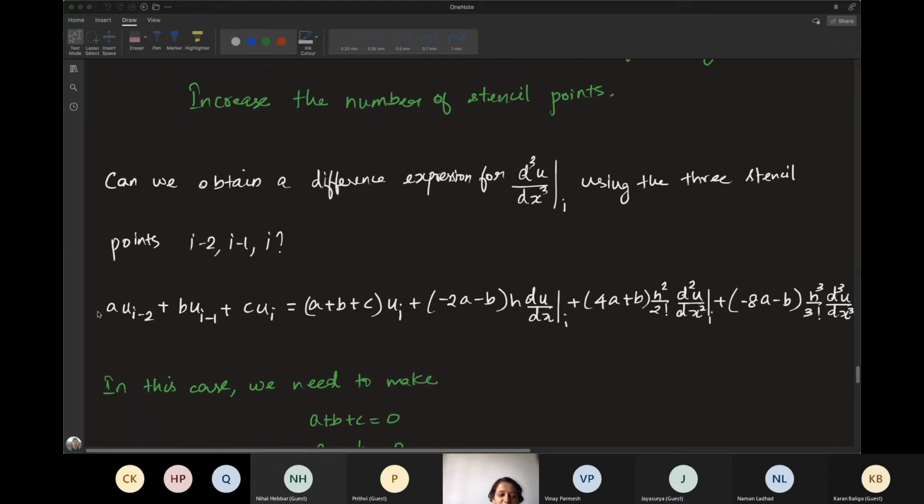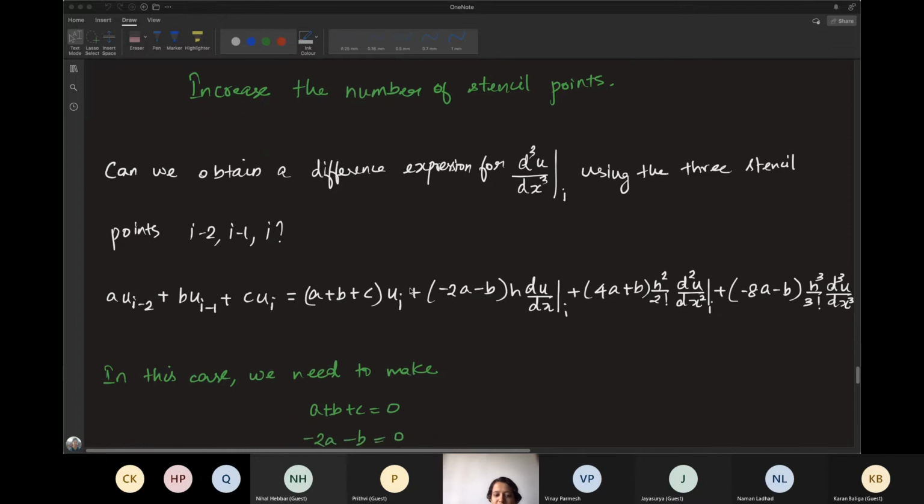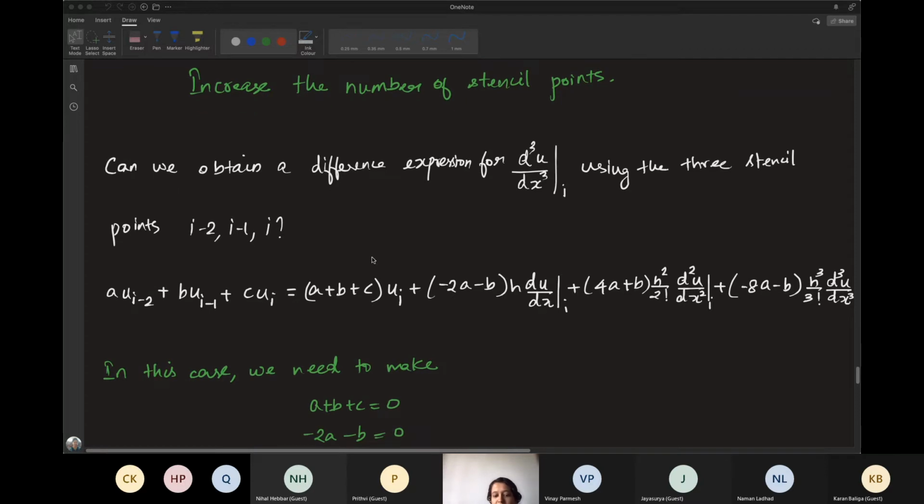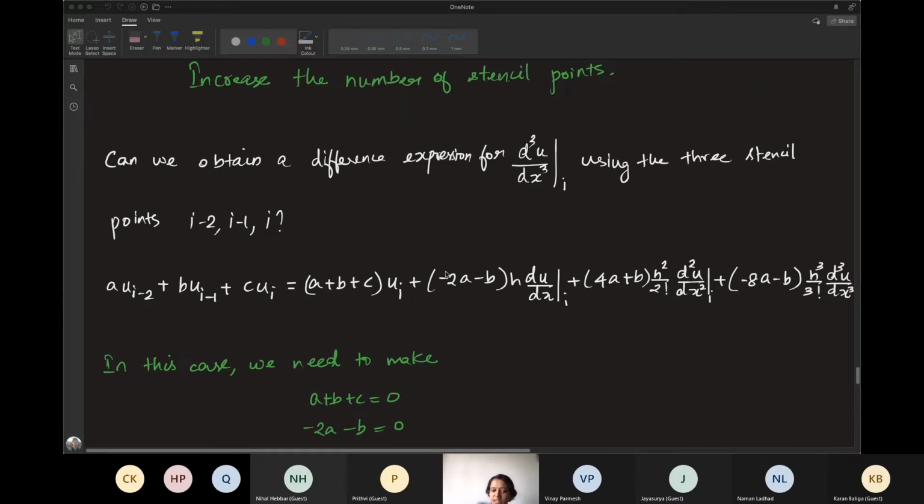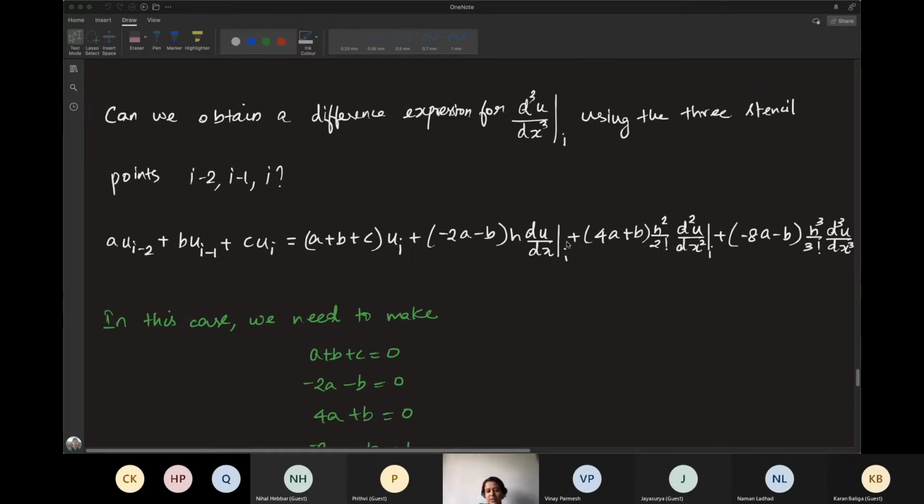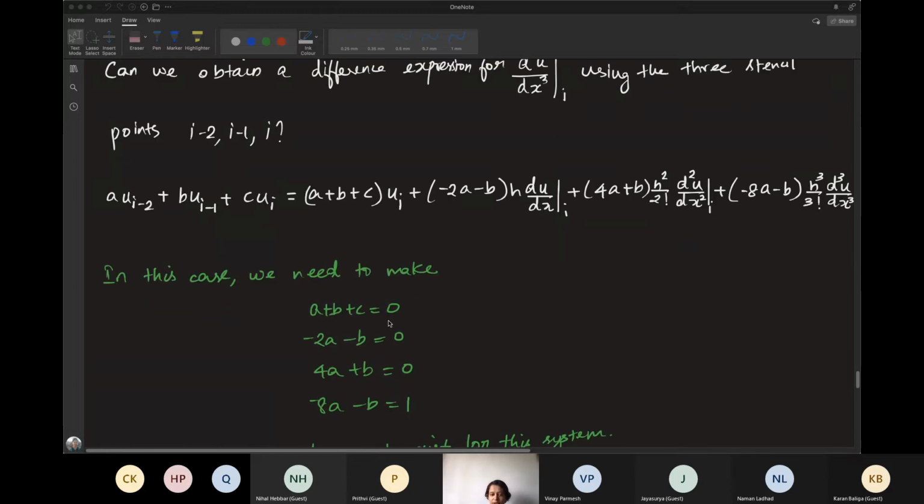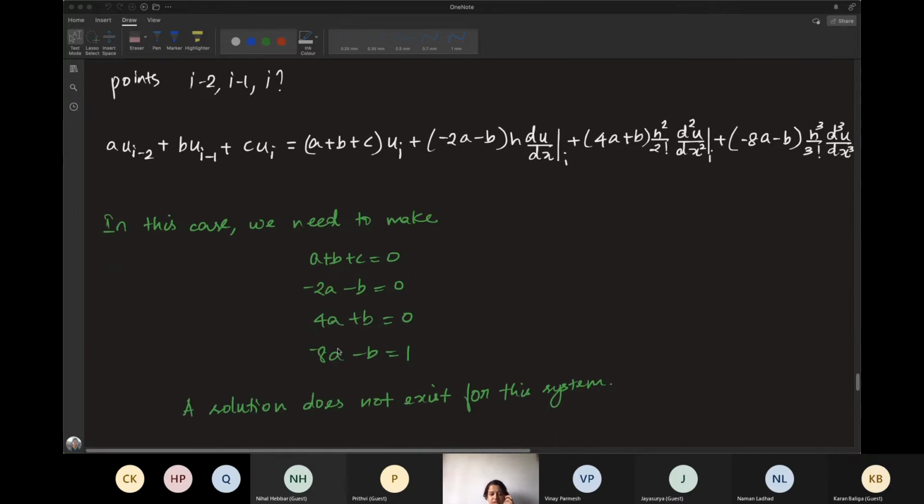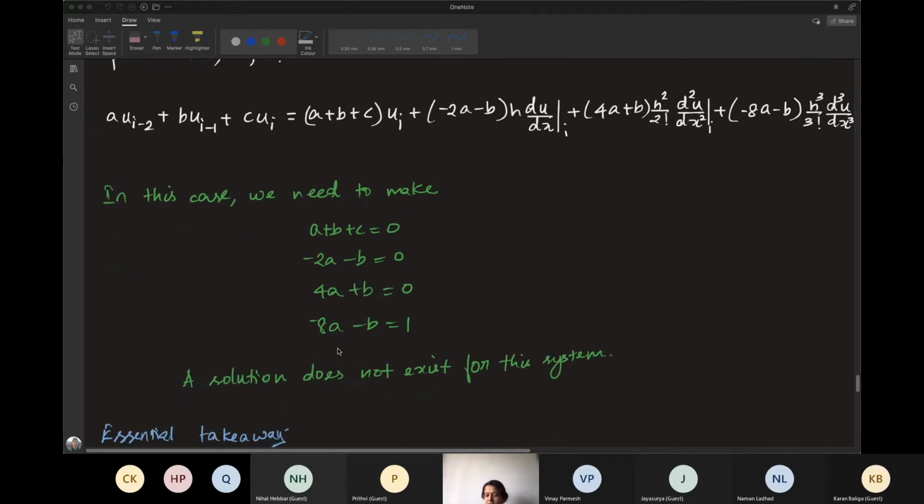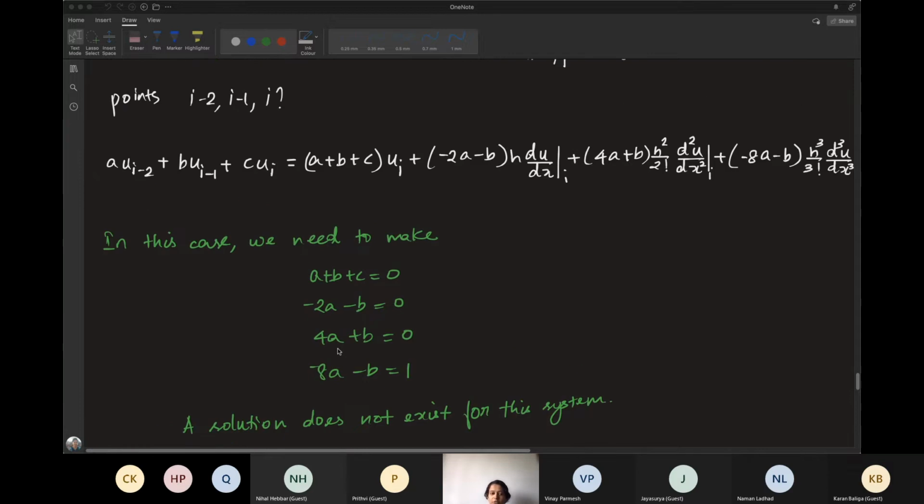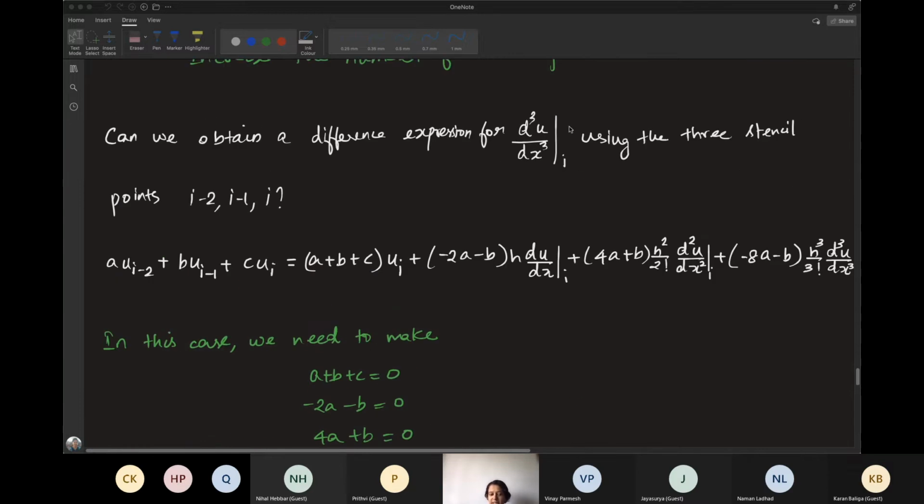Now, in that case, you need to make the coefficients of the first three terms zero. That is, a plus b plus c must be 0, then minus 2a minus b must be 0, and 4a plus b must be 0. Along with that, you need minus 8a minus b to be equal to 1. So you'll have 4 equations for which you will not obtain any solution. So just by using 3 stencil points, you cannot solve for d cube u by dx cube.